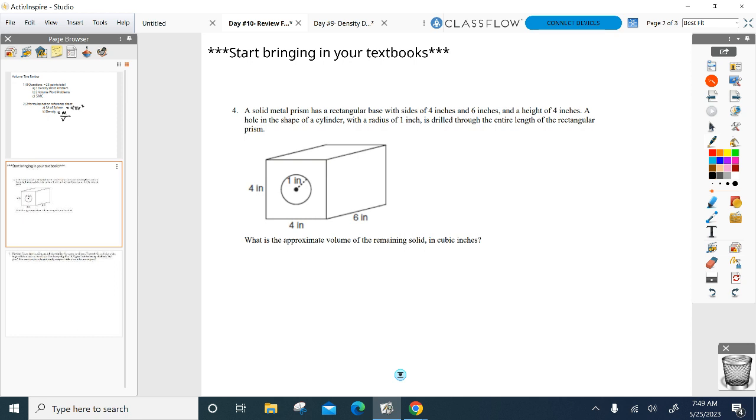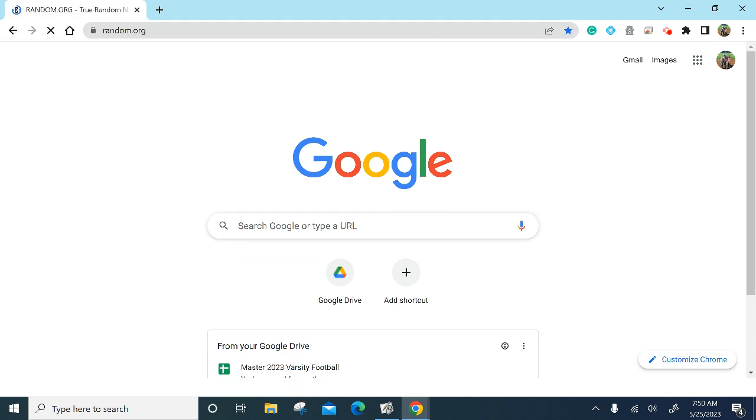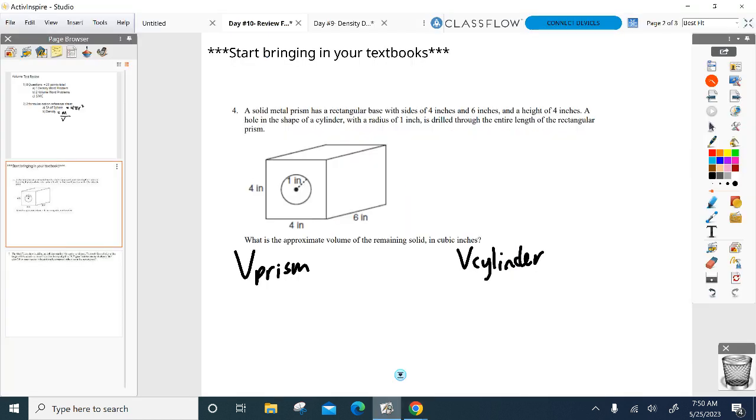All right, so I know I'm going to have the volume of the prism, and I know I'm going to have a volume of the cylinder. What do you think I should be doing to the 2 here at the end if I want to find the volume of what's left over after I take out the cylinder? Subtracting them. Yep.